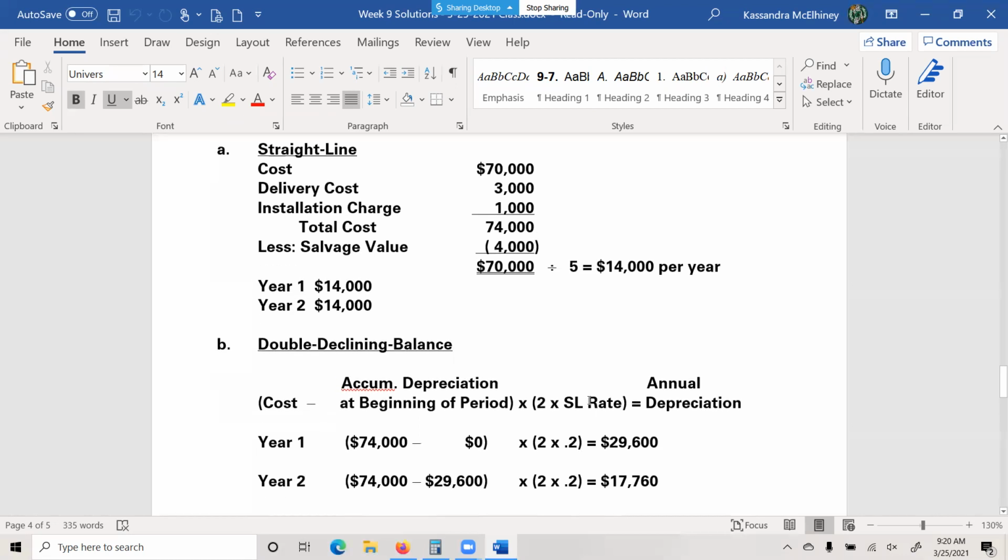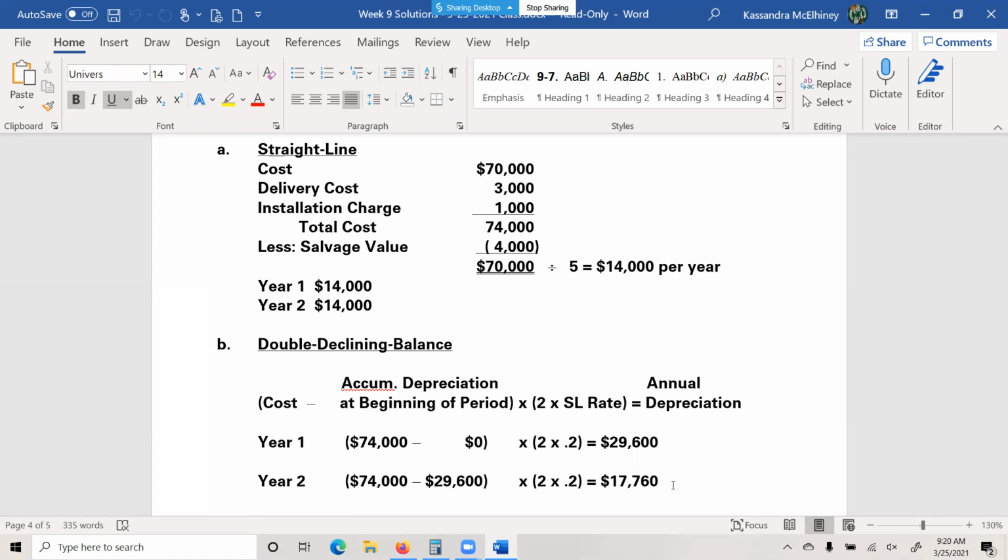So the year 1 calculation for double declining balance, being that we have no accumulated depreciation at the beginning of the period, is relatively easy. Our cost minus accumulated depreciation will just be $74,000. We ignore salvage value until the last year of depreciating the asset. And at that point, it is a plug rather than multiplication, as we're seeing in year 1 and year 2.